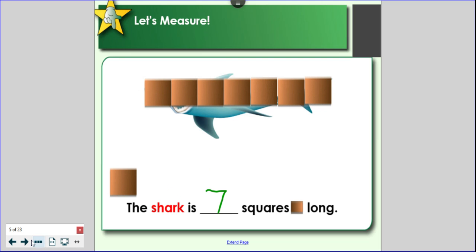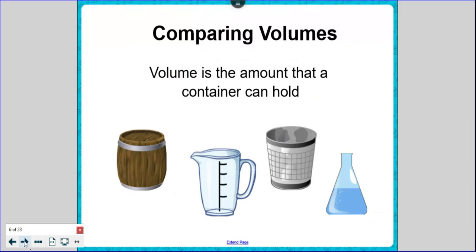So today I wanted to talk about measuring volume. Measuring volume. Volume is the amount that a container can hold. So I want you to look at all of these things, and I want you to think of what you could put into them. You might put water into a beaker or this pitcher. This looks like a trash can. What might you put into a trash can? Maybe pieces of paper or cans or empty bottles.